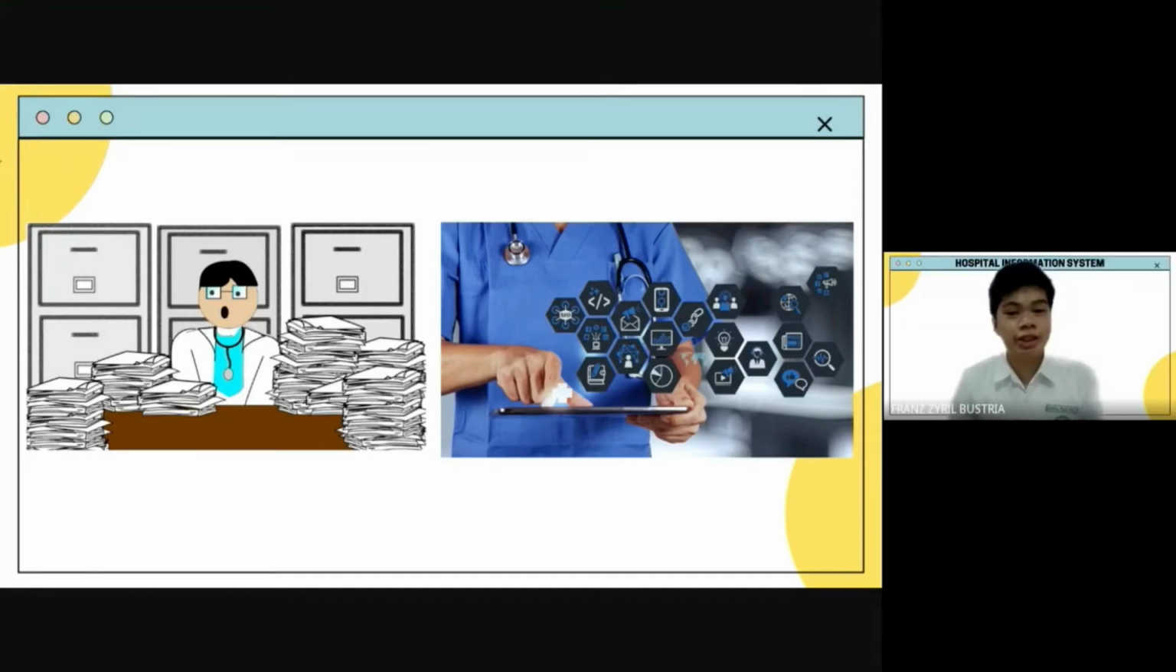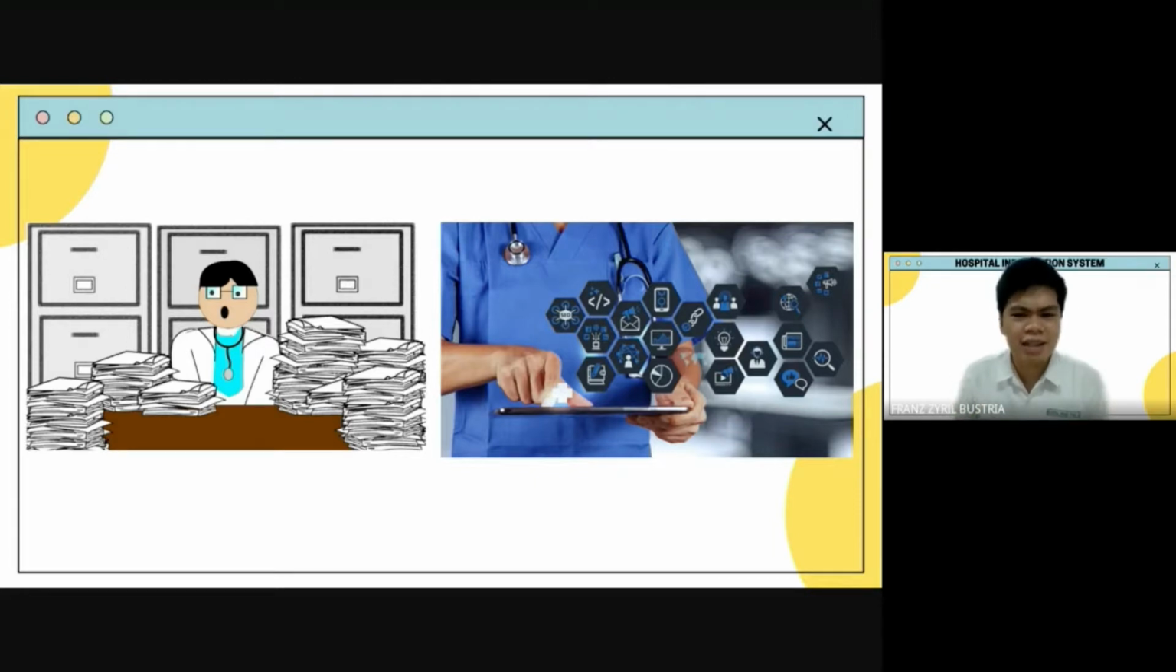Two different pictures are presented on the screen. The one on the left shows an overworked healthcare worker with a pile of papers to be processed using the traditional hospital information system. This leads to frequent transcription errors, duplication of records, and longer turnaround times for reports.